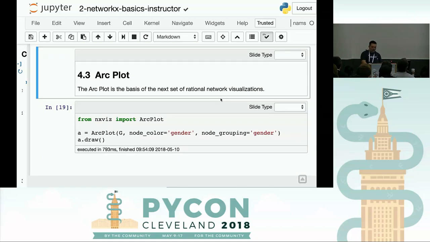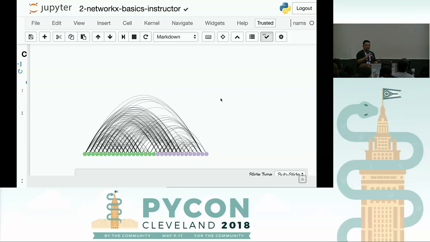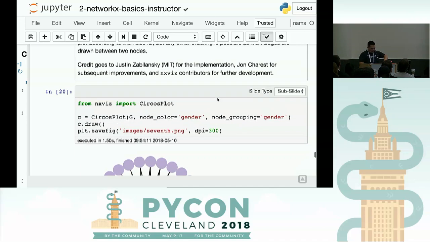There's another kind of plot, which is called the arc plot. The arc plot is what I would call the foundation of the rational visualization world. So when we talk about rational visualization of graphs, what we're really saying is prioritize the placement of nodes over the placement of edges. And it sort of makes sense. We place the entities in a way that we can understand. So in this case, we'll group the students by their gender, and then maybe order them by their connectivity within each group, and then figure out the right way to draw the lines between them. And so in the arc plot, we basically just draw Bezier curves between nodes.